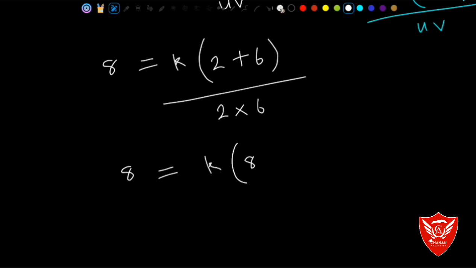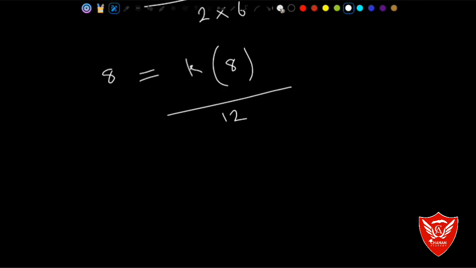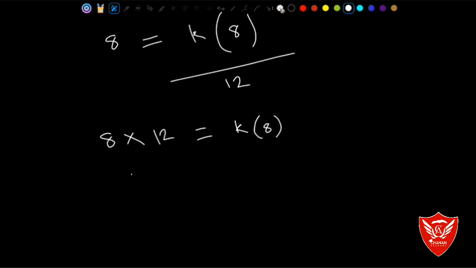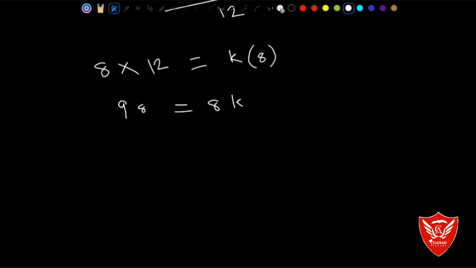2 plus 6 is 8 all over 2 times 6 is 12, so we have 12. At this point we cross multiply, and then we have 8 multiplied by 12 equal to 8K. 8 multiplied by 12 is 96, so we have 96 equal to 8K. So from this point you can divide both sides by 8. 8 into this, 8 into this, we have 12, so we have 12 equal to 8K over 8, so we have just K. So our K is 12.